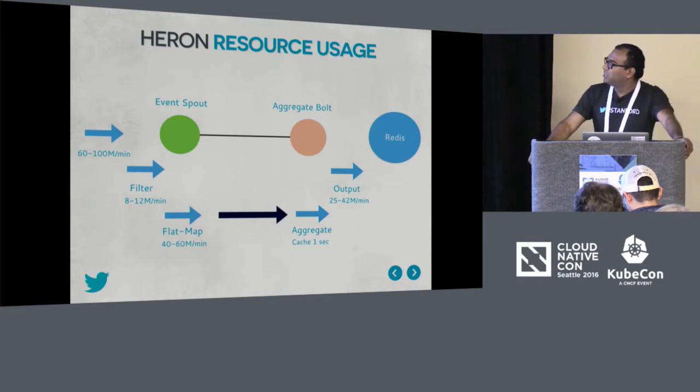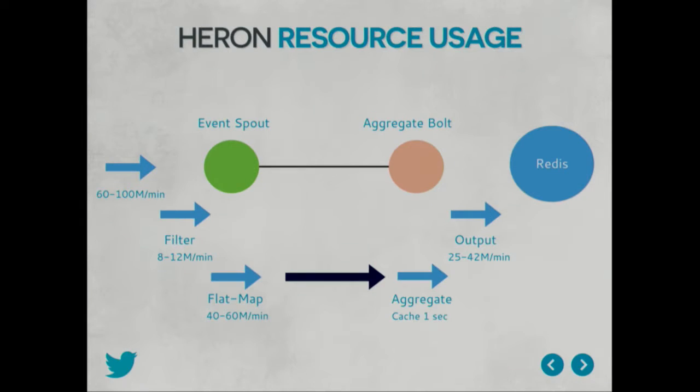In order to do this experiment, we had an event spout, which taps into one of the biggest data sources within Twitter, and then sends it to the aggregation bolt, where events are aggregated. The intake is around 60 to 100 million tuples per minute, and then it filters down to 8 to 12 million tuples per minute. After that, there is a flat map operation where it breaks the tuples into about 5x, which means the 8 to 12 million becomes 40 to 60 million. That's what is emitted out of the event spout.